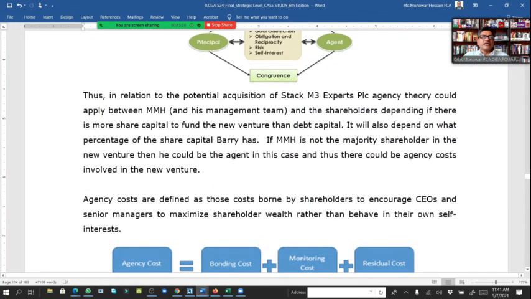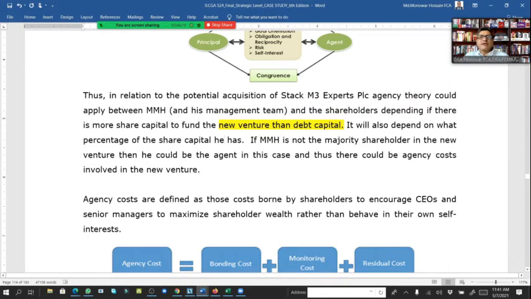So here, in relation to the potential acquisition of M3 Expert, agency theory could apply between MMA and his management team and the shareholders, depending on whether more share capital or debt capital is used to fund the new venture. It also depends on what percentage of the share capital. If MMA is not the majority shareholder in the new venture, then he could be the agent.